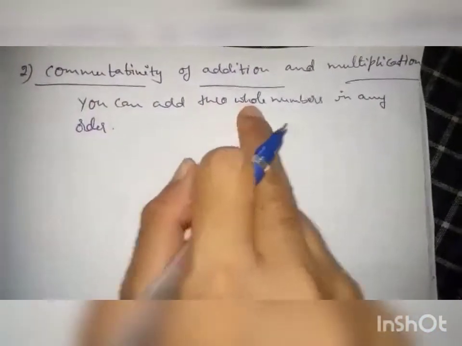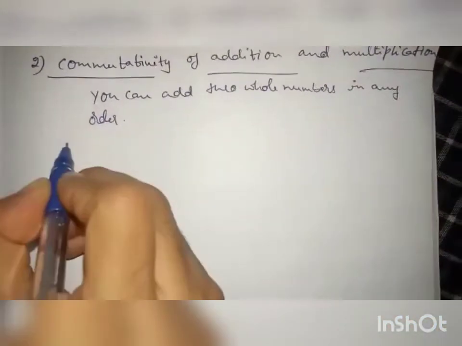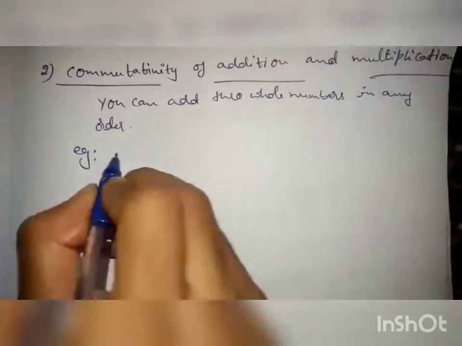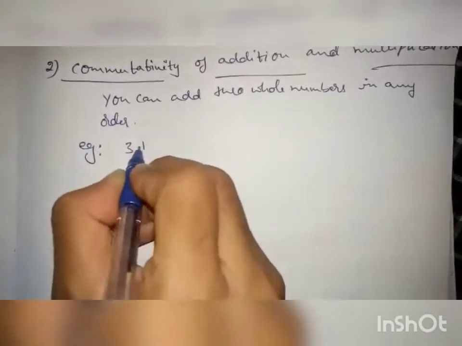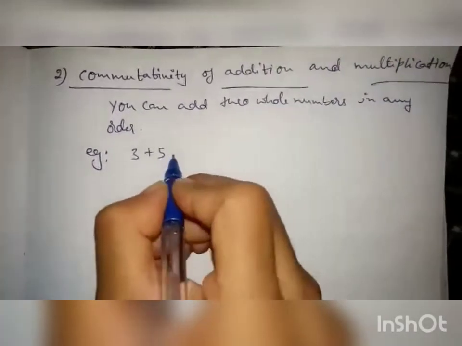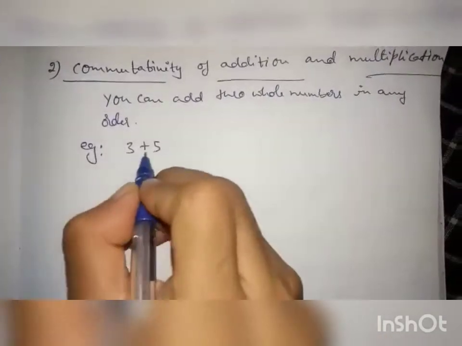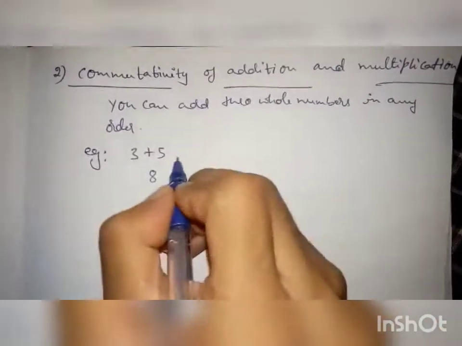So you can add two whole numbers in any order. For example, let me explain with the examples. So 3 is a whole number, 5 is a whole number. What will you get? 3 plus 5 is 8.